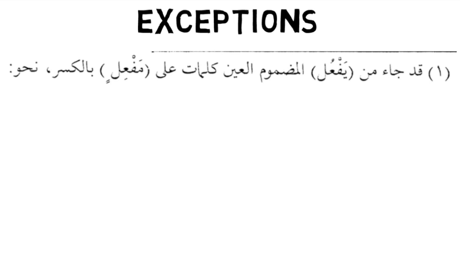However, there are certain exceptions. What are the exceptions here? قد جاء من يفعل مضموم العين كلمات على مفعل. Even though when there is dhamma on the ayn kalima we are supposed to use maf'alun, maf'ilun is used with kasra. For example, the most common one we use, mashriq.